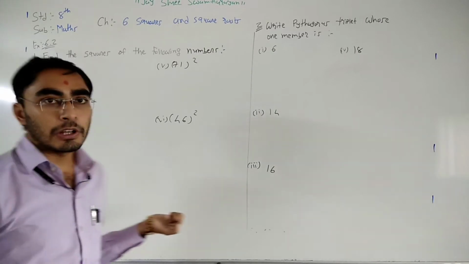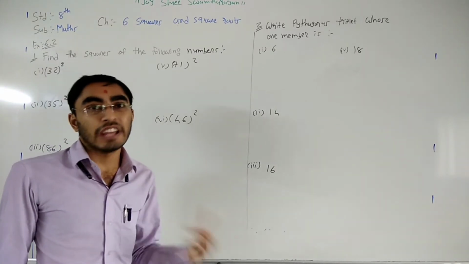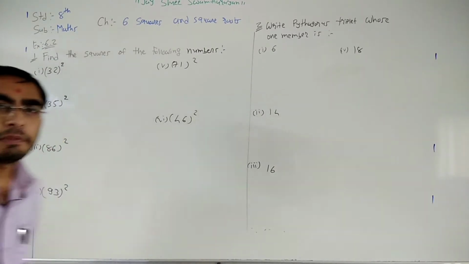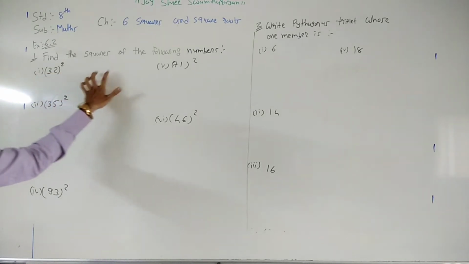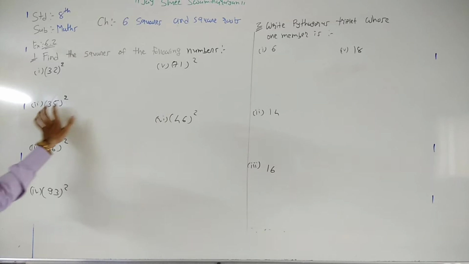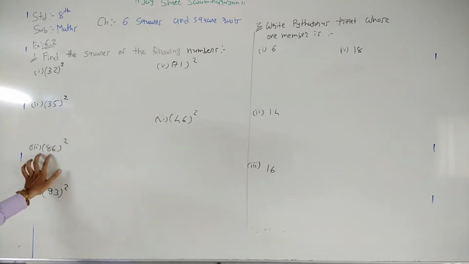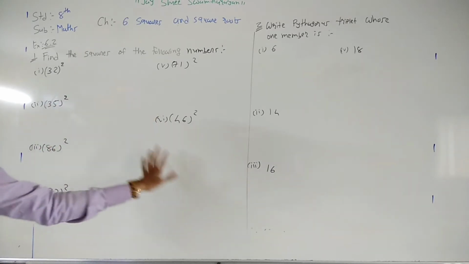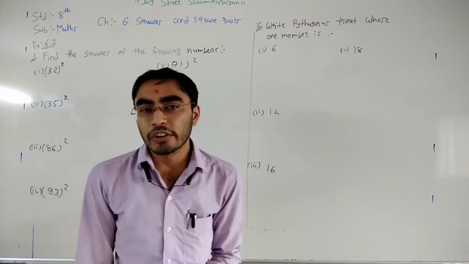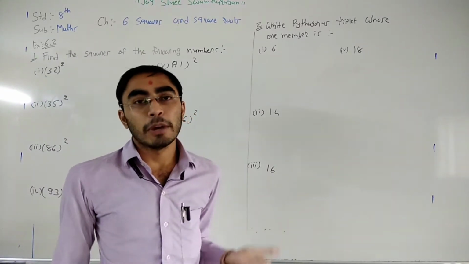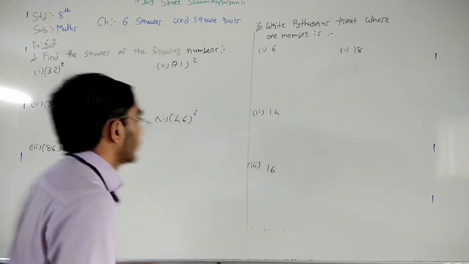We need to find the square of the following numbers, but by using the identity. Directly, we can even find the answer. That means 32 square is 32 multiply 32, 35 square is 35 multiply 35, and 86 square is 86 multiply 86, right? In that way we can find the squares, but we can also find them by using the identities.